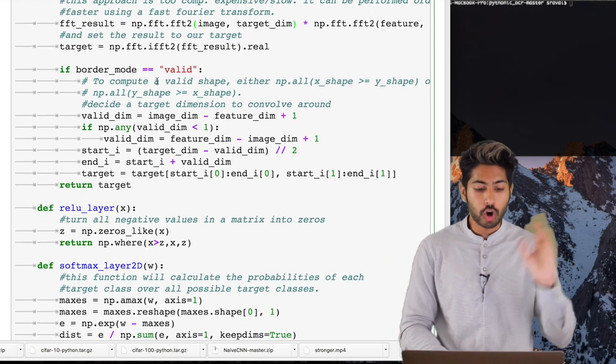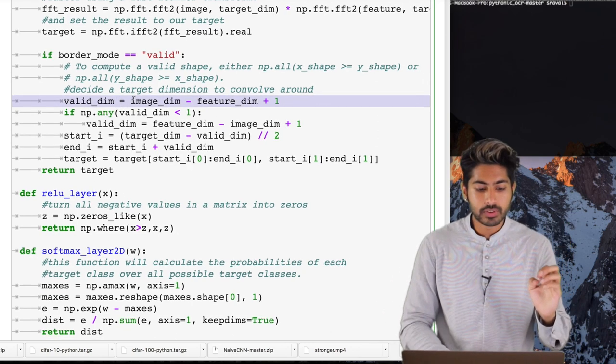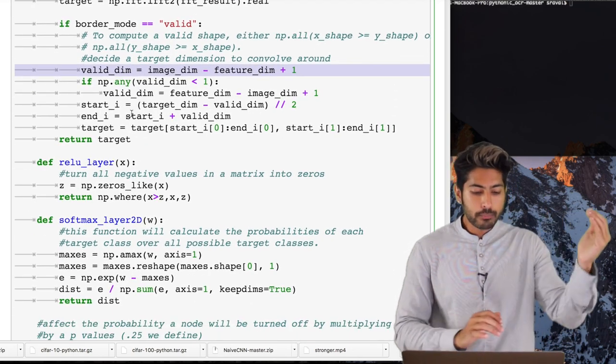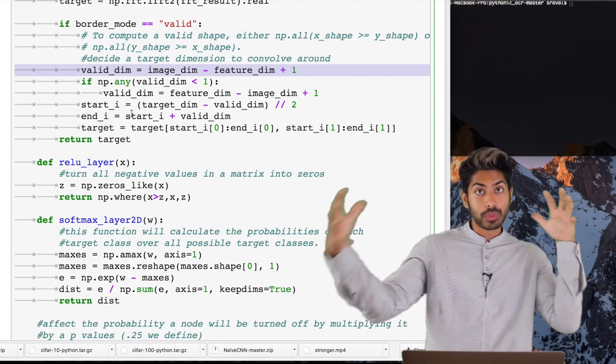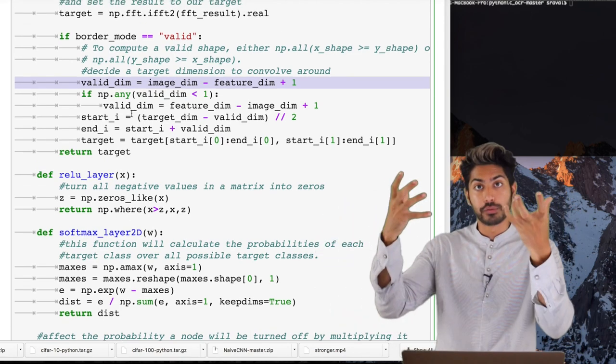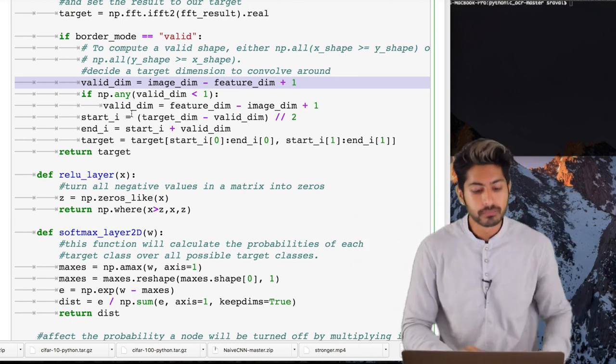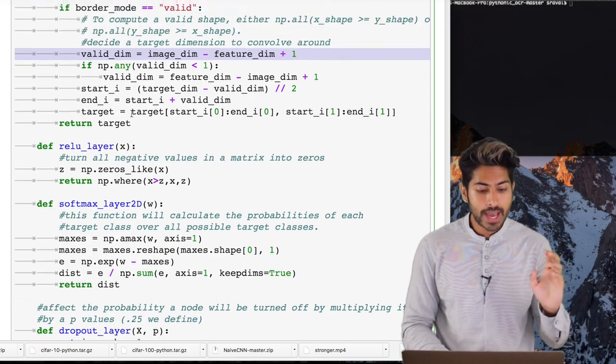Okay, and so then we have our target value, and then once we have our target value, we could say, okay, let's have a starting point and an ending point, and our target value is going to be within that range of what we want to return as the convolved feature, right? So we have some bounding box that we want to apply this to. Okay, so we have that. So what else do we have?